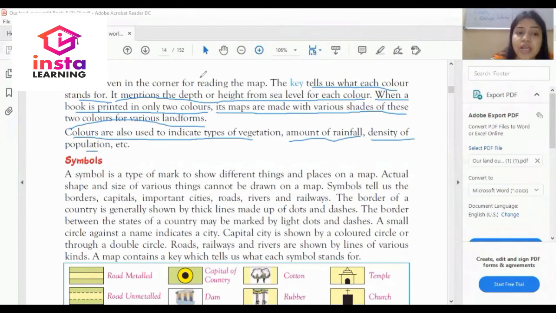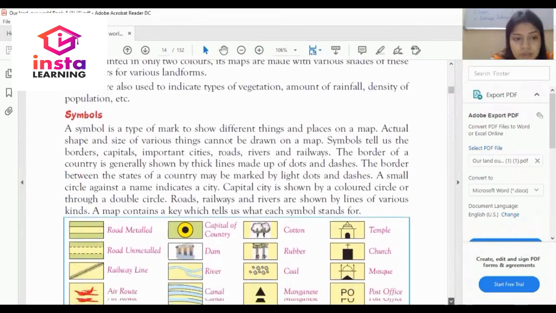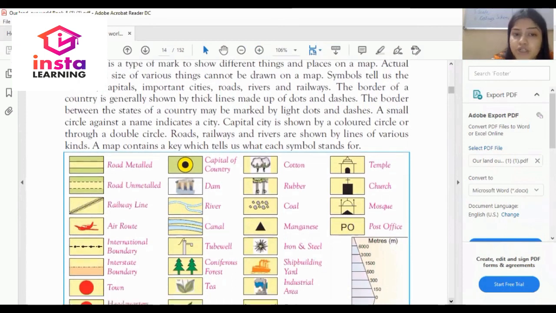Dear student, let's understand symbols. So, dear student, these are the pictorial part of symbols. As you can see on my screen, a symbol is a type of mark to show different things and different places on a map. What is a symbol? A symbol is a type of mark to show different things and places on a map. Actual shape and size of various things cannot be drawn on a map.